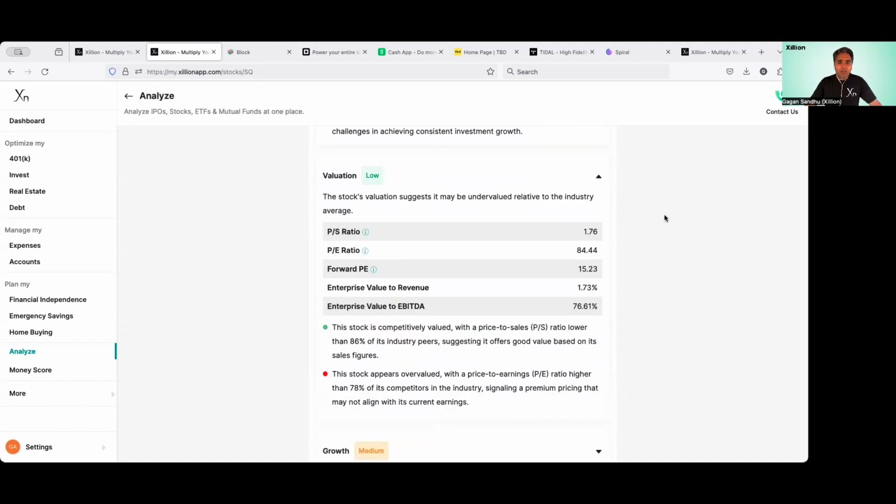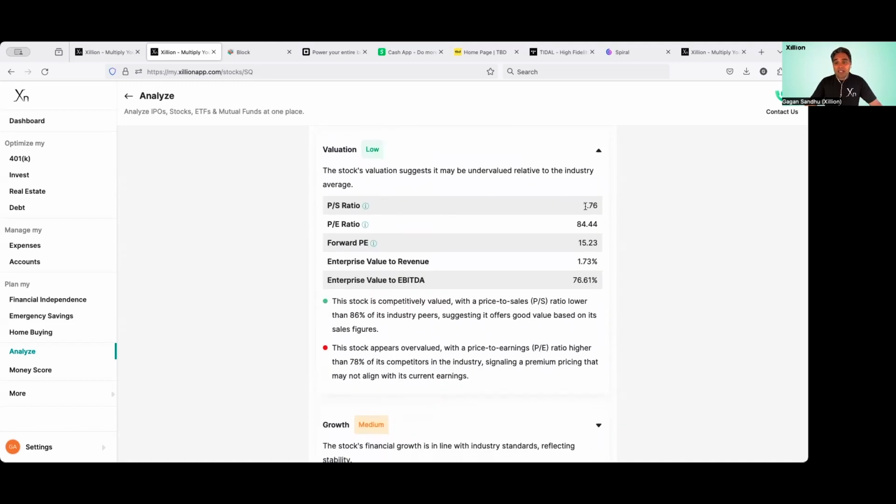Looking at the valuation overall, price to sales ratio, look at this, 1.76, which means for every dollar in revenue that Square makes, its market cap is only 1.76 times of that. So Square's revenue is over $20 billion, but the market cap is only $40 billion. So very cheap in this sense. This is cheap. It's cheaper than 86% of its peers. So that's how cheap Square is right now.